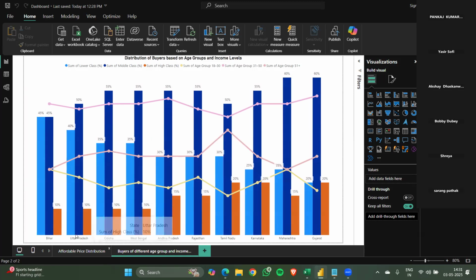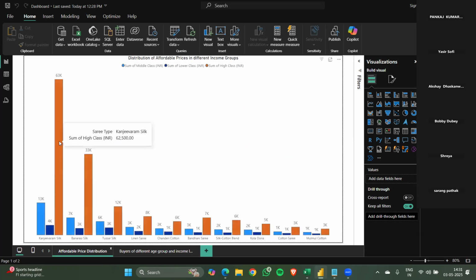Since Kanjivaram sari was the highest, what I felt was that according to the income groups, the people buying even the lowest price for Kanjivaram, what I found out was nearly 10 to 15,000 on average for the starting price of Kanjivaram sarees. So the price range is 10 to 15,000.